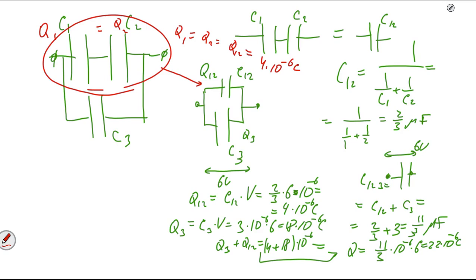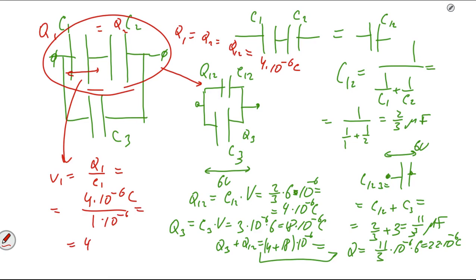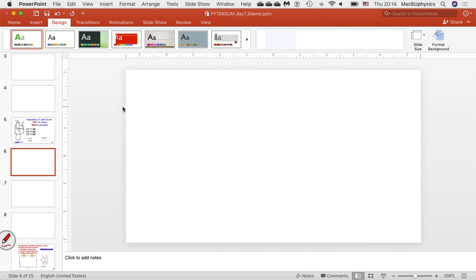And now we can calculate, let's say, this voltage. V1 should be equal to Q1 over C1. Charge number 1 is equal to charge number 2, which is equal to charge 1, 2, 4 times 10 to the -6 coulombs. And capacitance number 1 is 1 microfarad. So that gives 4 volts. And if it's 4 here, that means we should have 6 minus 4, 2 volts there. All right. Done with this. Moving on.